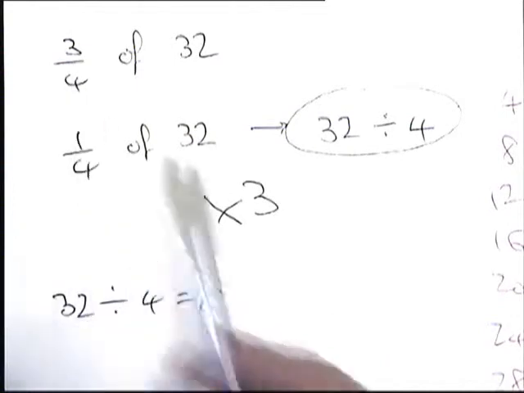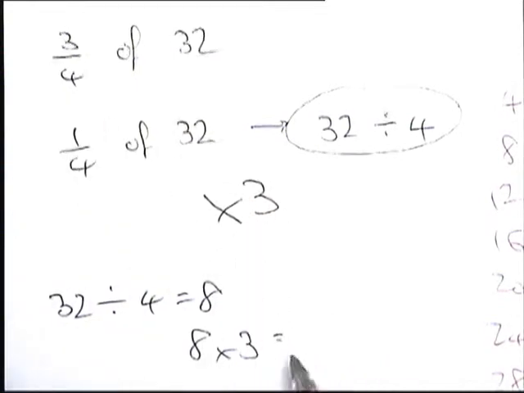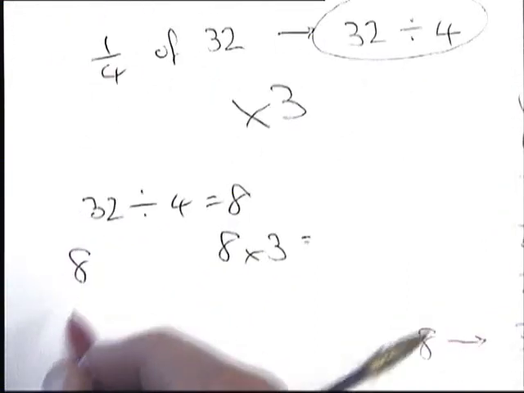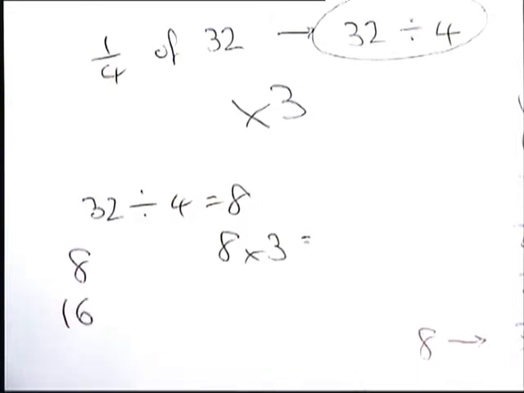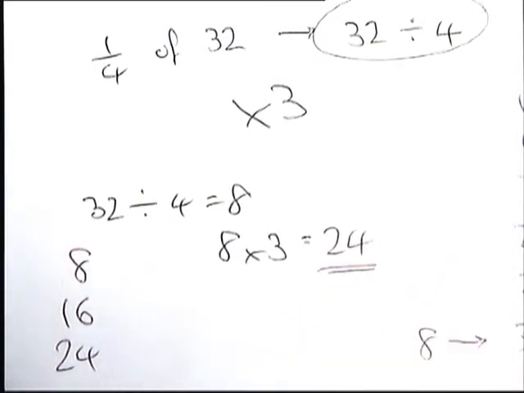And then I said, because I want 3/4, I need to times that answer by 3. So I need to do 8 times by 3. Hopefully you'll know it from your times tables, but if you don't, 8, add on another 8, count up if you need to, you get to 16. Add on another 8, you get to 24. And that will be the answer. 3/4 of 32 is 24.